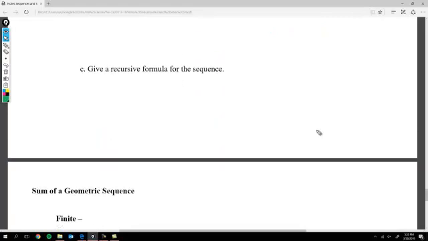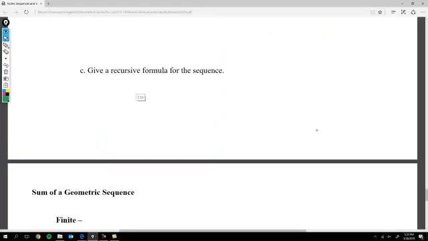Okay, and then moving on, I need a recursive formula. So my recursive formula is going to be whatever my common ratio is times my previous term. So in this case, my common ratio is 9/10. I'm multiplying by my previous term. And remember, for recursive formulas, it's especially important you give at least one term. So my first term is 10. That makes it possible for me to find my second term and so forth. Without that, I couldn't.